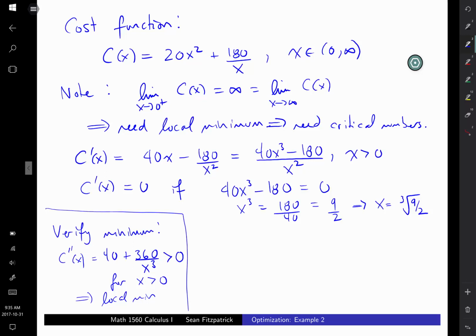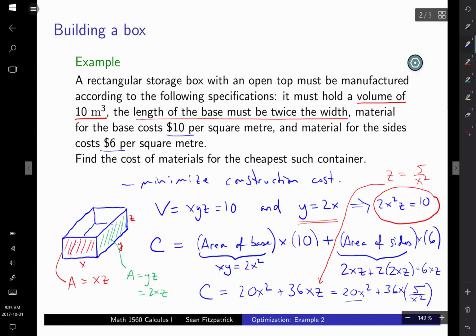All right, now we got to reread the question. What were we trying to find? Were we trying to find x? Let's see. Find the cost of the materials. So the question actually wants to know the cost of materials.